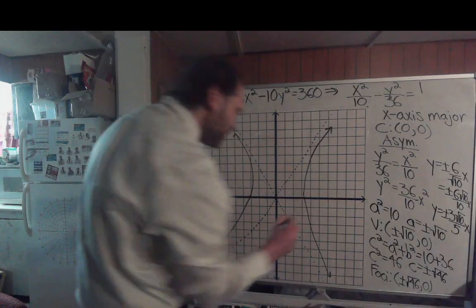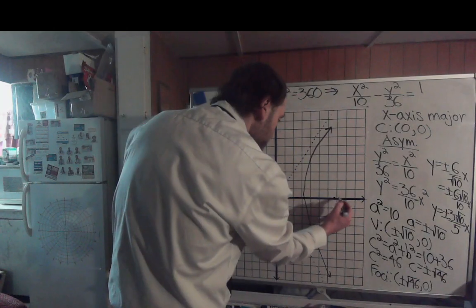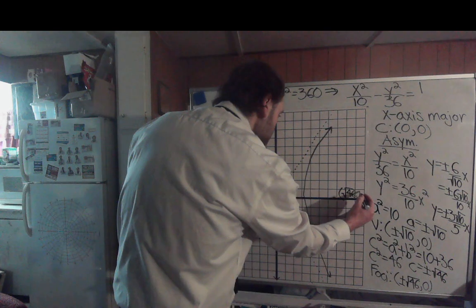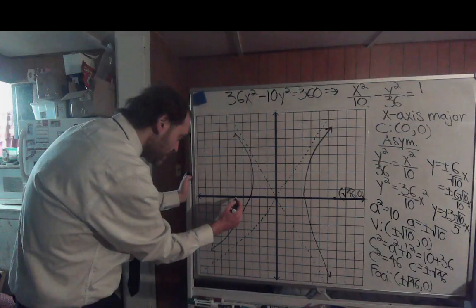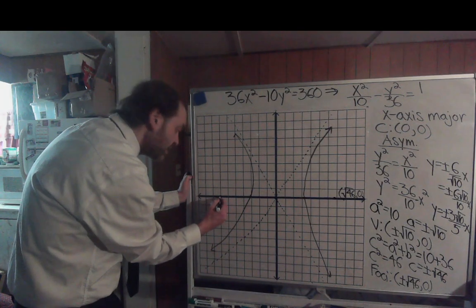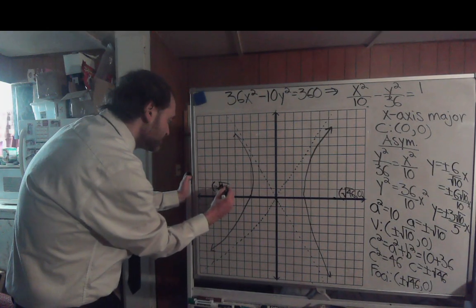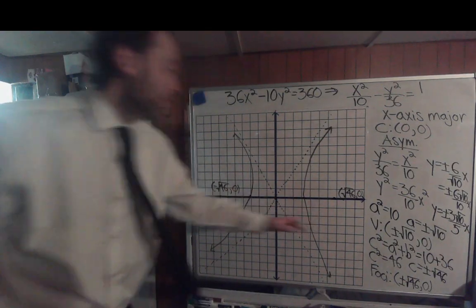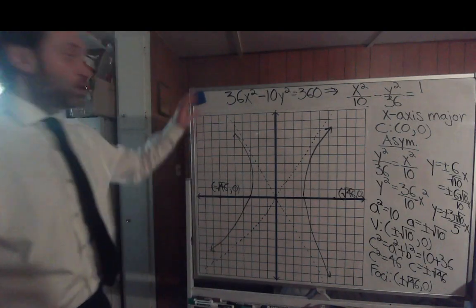Which would be a little less than 7. Yeah, there's your square root of 46, 0. That's a little less than 7. And then there's negative of the square root of 46, 0 right here. So there's your two foci with your hyperbolas. All right.